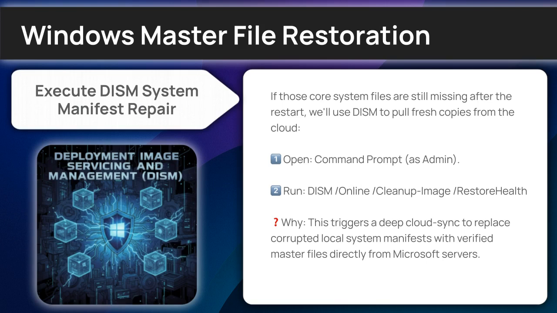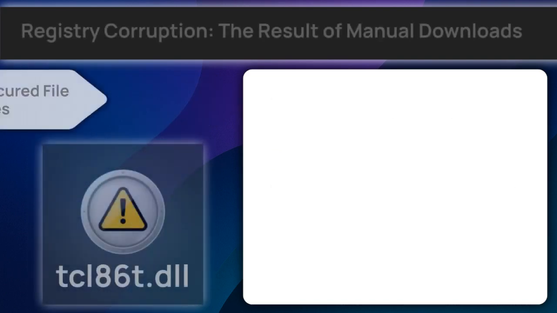Second, you're going to type DISM /online /cleanup-image /restorehealth, then hit enter. Why are we doing this? Well, this triggers a deep cloud sync to replace corrupted local system manifests with verified master files directly from Microsoft servers.